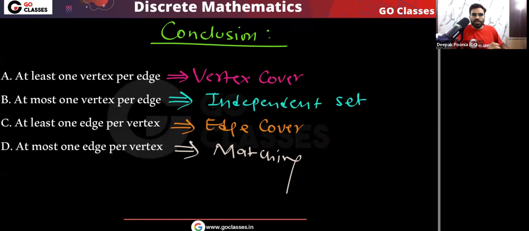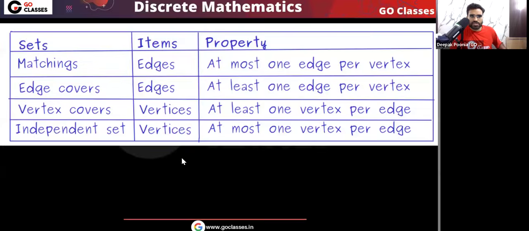But did you understand? Please tell me. We have already seen the explanation of each of them. Did you understand? Let me know. Is it crystal clear? So you can see, I found this in a top university. This question is actually taken from top university slides. Okay, you can see here. Matching means at most one edge per vertex. Edge cover means at least one edge per vertex. Vertex cover means at least one vertex per edge. Independent set means at most one vertex per edge. You can see these are edges concepts and these are vertices concepts. Okay, very simple.